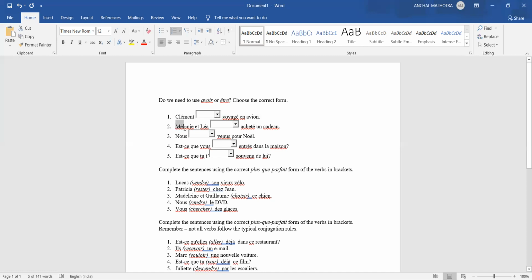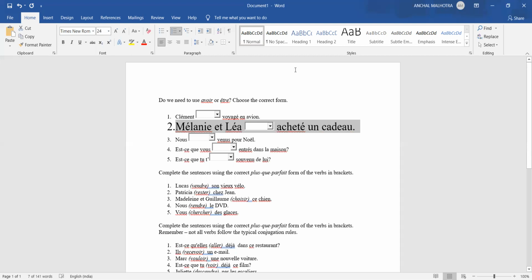Is it visible to you, that screen? That notepad, that wordpad file, everything is available. Okay. Is it fine now? So, Mélanie, elle, dash, acheter. Acheter is my verb, to purchase. Ils avaient acheté. Very good. We have the plural: A-V-A-I-E-N-T. Is it clear to you? Sure. Clear, sir. So next, you will tell me yourself, please.